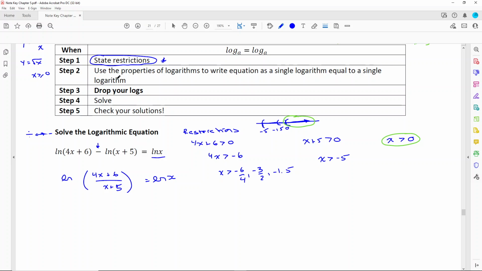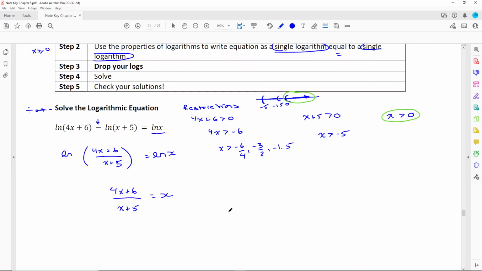All right, so now I've used my properties of logarithms to write the equation as a single logarithm equal to a single logarithm with the same base. And they won't trick you and do different bases. You just want to make sure they're the same base. Now I'm allowed to drop my logs. So instead of having a log equation, I'm going to have 4x plus 6 over x plus 5 equals x.